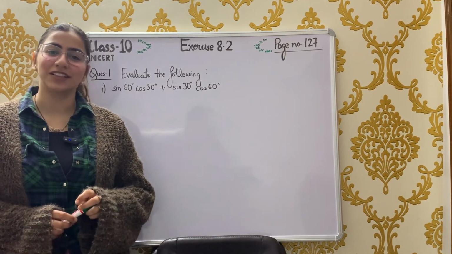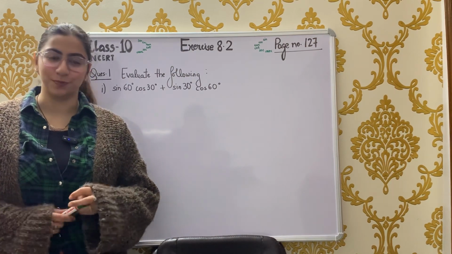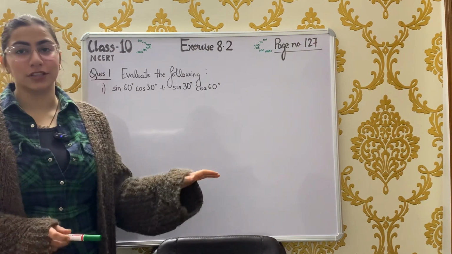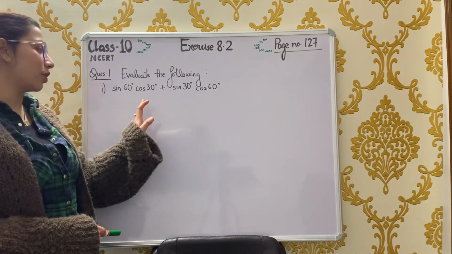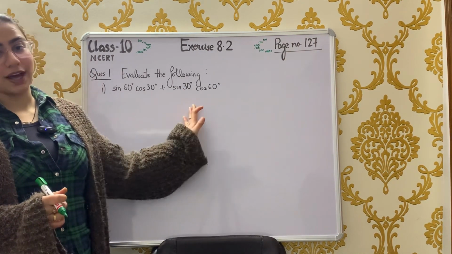So today we are starting with class 10 NCERT chapter 8 exercise 8.2. Let's start with question 1. We have to evaluate the following terms. In the first part, we are given sin 60 into cos 30 plus sin 30 into cos 60. We just directly need to put these values.